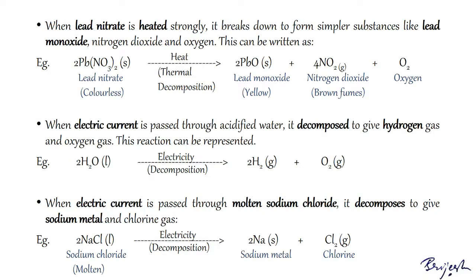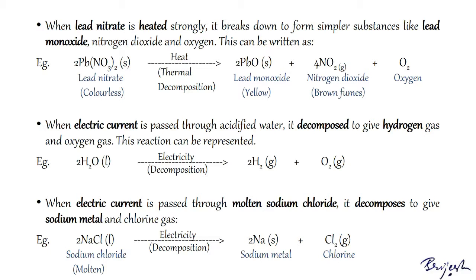When lead nitrate is heated strongly, it breaks down to form simpler substances like lead monoxide, nitrogen dioxide and oxygen. So in this decomposition reaction, the colorless compound lead nitrate forms a yellow compound, lead monoxide, and brown fumes of nitrogen dioxide gas are evolved. Since the decomposition of lead nitrate is brought about by heat, it is therefore an example of thermal decomposition.